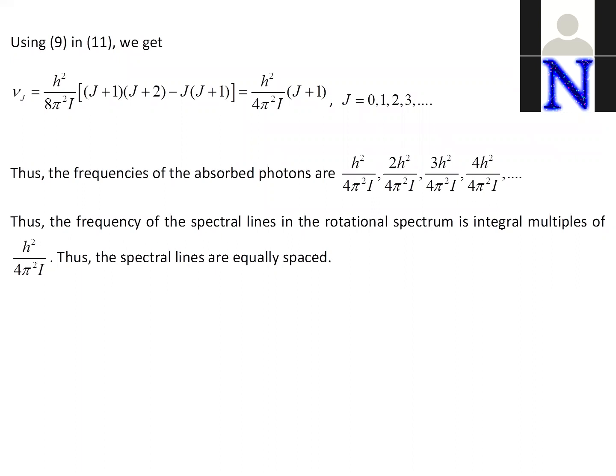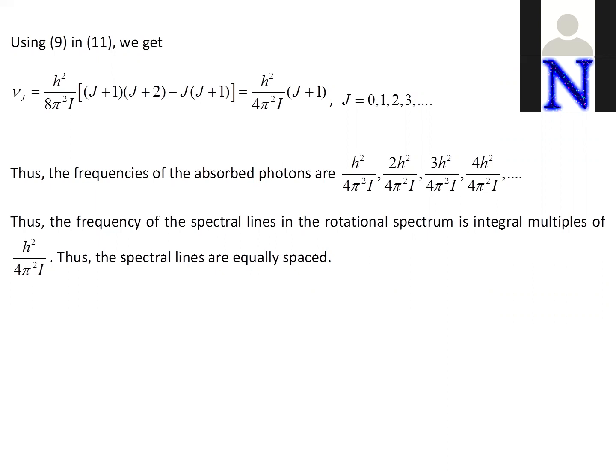If I substitute that, I am going to get nu J is equal to h square divided by 8 pi square I into J plus 1 into J plus 2 minus J into J plus 1, where J plus 1 replaces J. So there is a small mistake I think I have made here. One h must cancel. It is not h square.